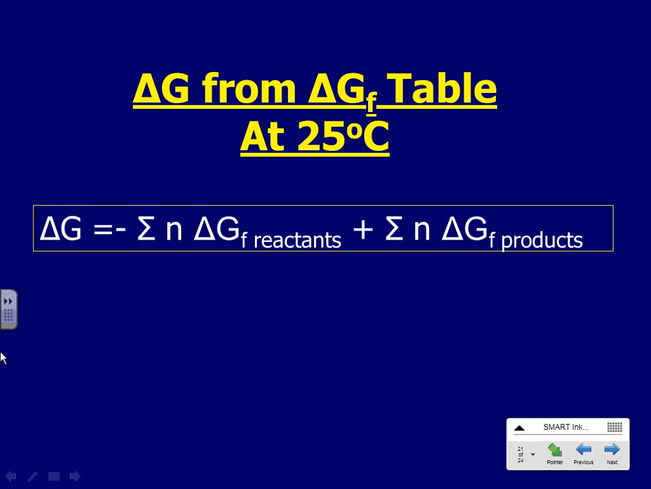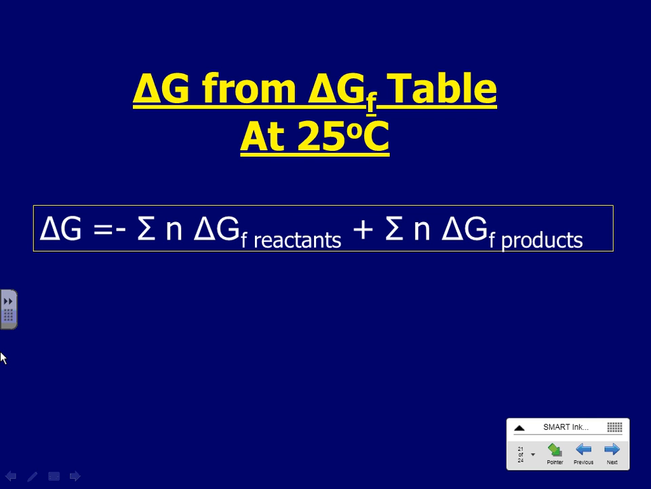So again, negative, the sum of the number of moles times the delta G of formation of the reactants plus the sum of the number of moles times delta G of formation of the products, all coming off of our table. This is true at 25 degrees Celsius. Again, calculating is the same, it's just the interpretation.